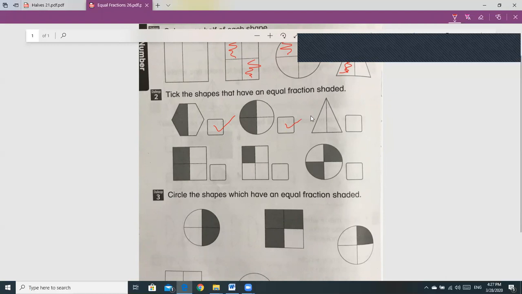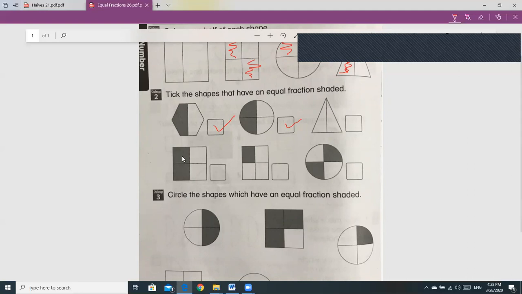Okay, after you come back, let's make it together. Here, we have 2 parts, but nothing colored. So he said to me, take the shape that has an equal fraction shaded. It's not shaded, so I will not choose anything. It's wrong. It has to be colored. He didn't color it for me, so I believe it's wrong.